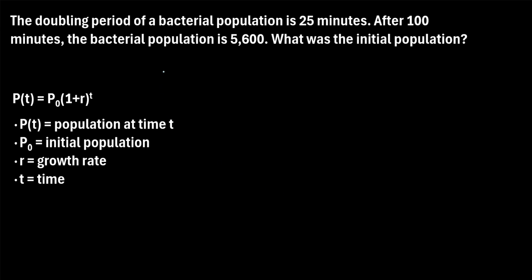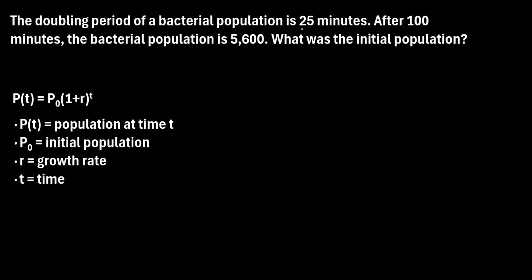So when we're dealing with some population that's doubling every certain amount of time, what we're dealing with is exponential growth, which can be summarized by this equation right here. P of t, the population at time t, is equal to p sub 0, so the initial population, times 1 plus r, where r is the growth rate, to the power of t, where t is the time. So for this example, we're trying to figure out what was the initial population. So we're trying to solve for p sub 0. So let's see if we can fill in some values.